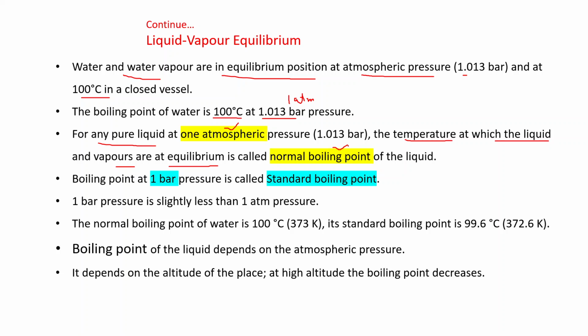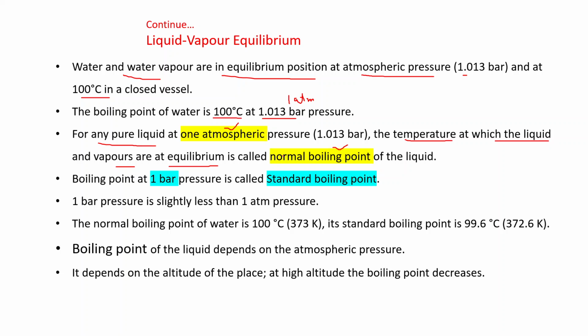Now again, dear student, in the lower classes you discussed boiling point. What is boiling point? The temperature at which any liquid starts to boil. Clear? Now this is in the lower class. Now again you are in the 11th standard, that's why we have to modify our definition, and boiling point is the temperature at which the vapor pressure of a liquid becomes equal to the atmospheric pressure.